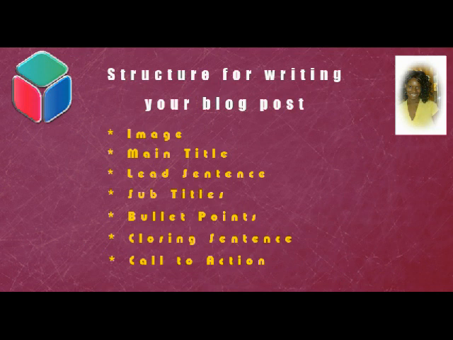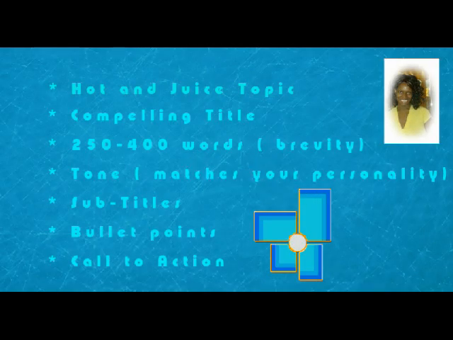Okay, so that's basically what Google looks for in a blog post. So you want to make sure that you have all those elements. As far as the picture, not by much, but your readers want to see that image because it paints a picture in their head. But you want to make sure you have your image, your hot and juicy topic, your compelling title, your 250 to 400 words, a great tone, and subtitles, bullet points, and a call to action.